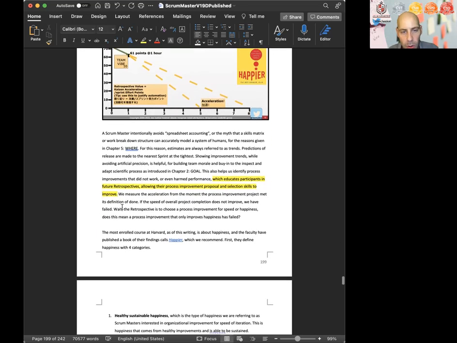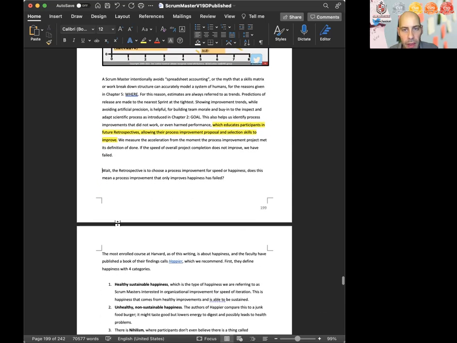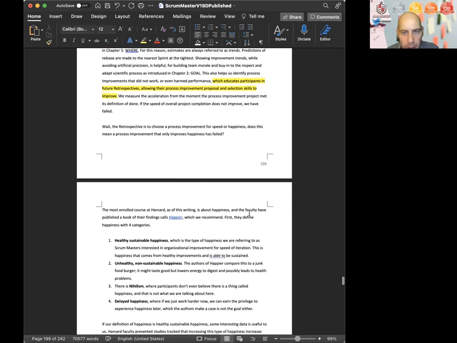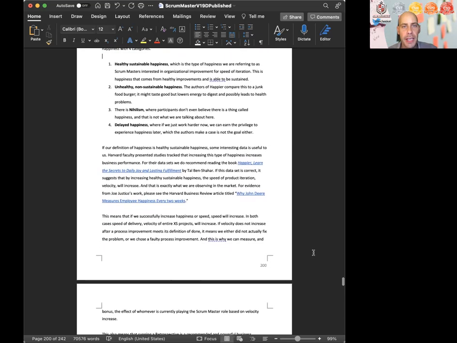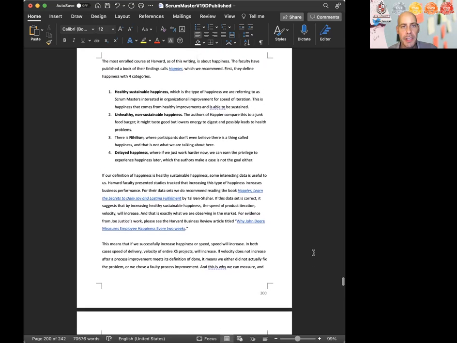The most enrolled course at Harvard, as of this writing, is about happiness. And the faculty have published a book of their findings called Happier, which we recommend. First, they define happiness with 4 categories. First, healthy, sustainable happiness, which is the type of happiness we were referring to as Scrum Masters interested in organizational improvement for speed of iteration. This is happiness that comes from healthy improvements and is able to be sustained.